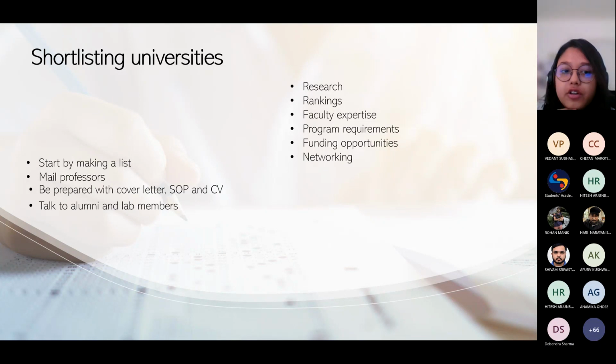So first of all, the most important part is how do you actually shortlist universities? I have listed down some points over here. You need to find out which are the A universities and the B universities for conducting research in your field of interest. I think the ranking is important, but not as much, because ultimately it's the research on which you're going to focus. So ranking comes second, but after that, you have to see the faculty expertise and the departments in which you are interested.